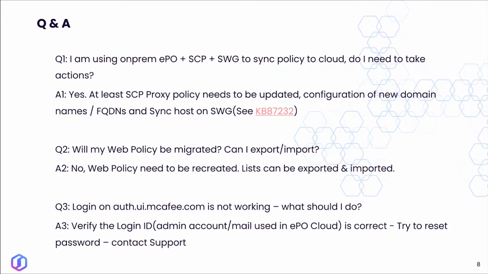What should I do, or do I need to take any steps, if I'm not using ePO Cloud? So it means you have on-prem ePO together with SCP and an SWG to sync the policy to cloud. Well, that's the simplest migration scenario, because in this case you have at least to update the policy domains, so replacing the McAfee SaaS and SaaS protection proxy domains, and update the sync host in your MWG, so SWG, to get this sync established.